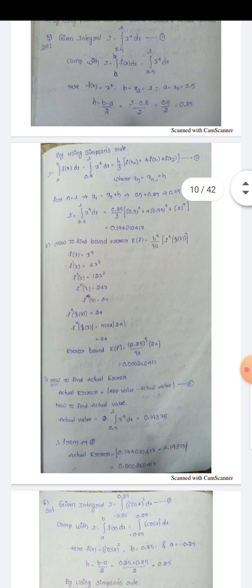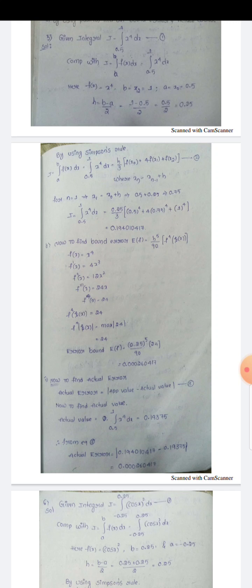Next, the first problem's solution. Given integral I equals integral 0.5 to 1 of x power 4 dx. Comparing with I equals integral a to b f of x dx, here f of x equals x power 4, b equals x2 equals 1, a equals x0 equals 0.5. h equals (b minus a) by 2, which is (1 minus 0.5) by 2, which is 0.5 by 2, equals 0.25.